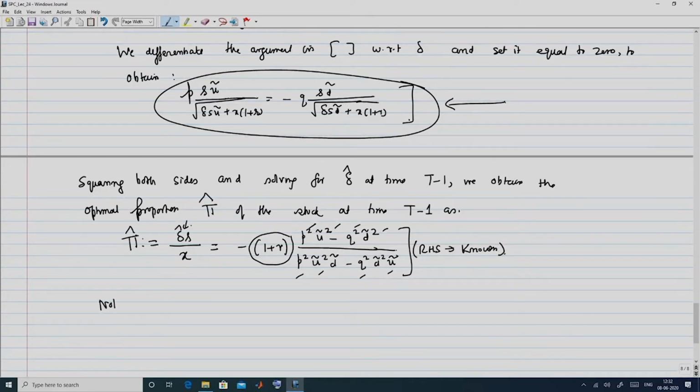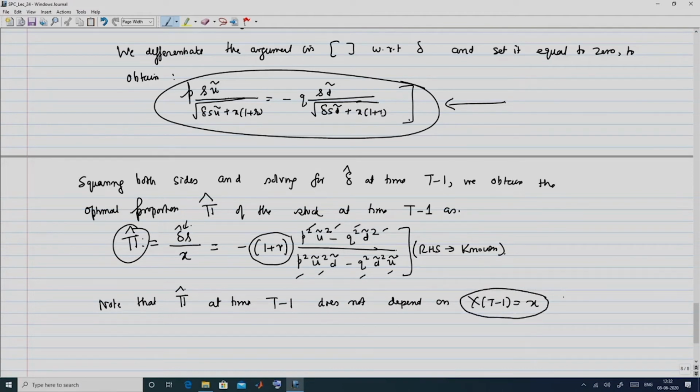So, accordingly we make the observation that this pi hat, remember, is at time t minus 1. This pi hat at time t minus 1 does not depend on little x, which was the wealth level at time t minus 1 that you started off with, or the spot price of the stock at time t minus 1, that is little s. But it depends only on the model parameters.